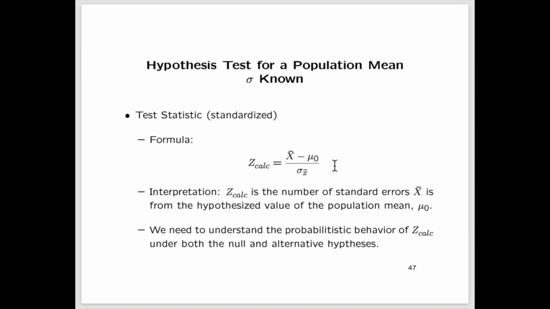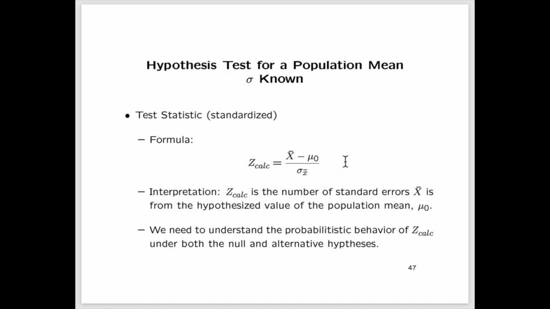All right, but we then divide that signed distance by the standard error of the sample mean x bar, and so then it becomes a measure of the number of standard errors of x bar that x bar is from a hypothesized value of the population mean. So it's a way of measuring how far x bar is from the hypothesized value of the mean in terms of standard errors.